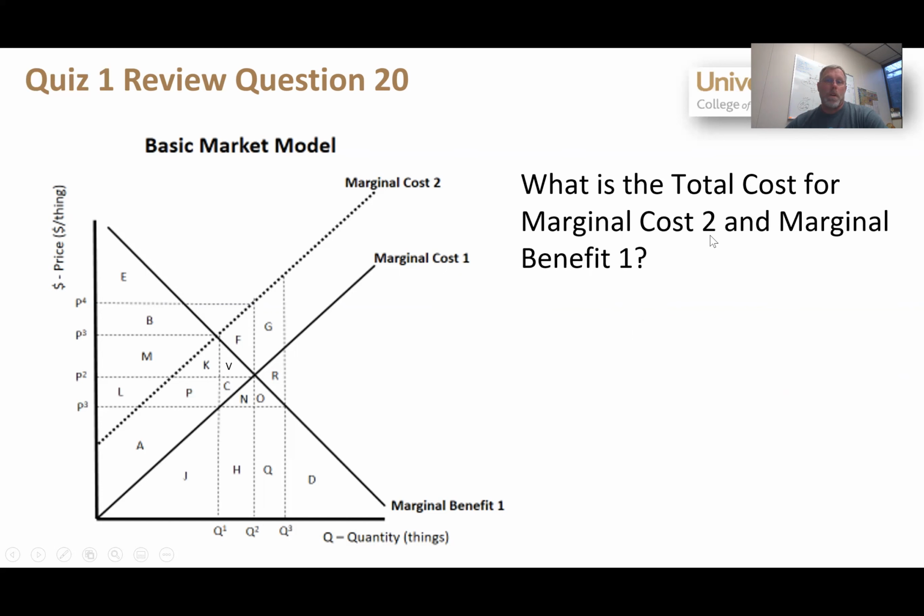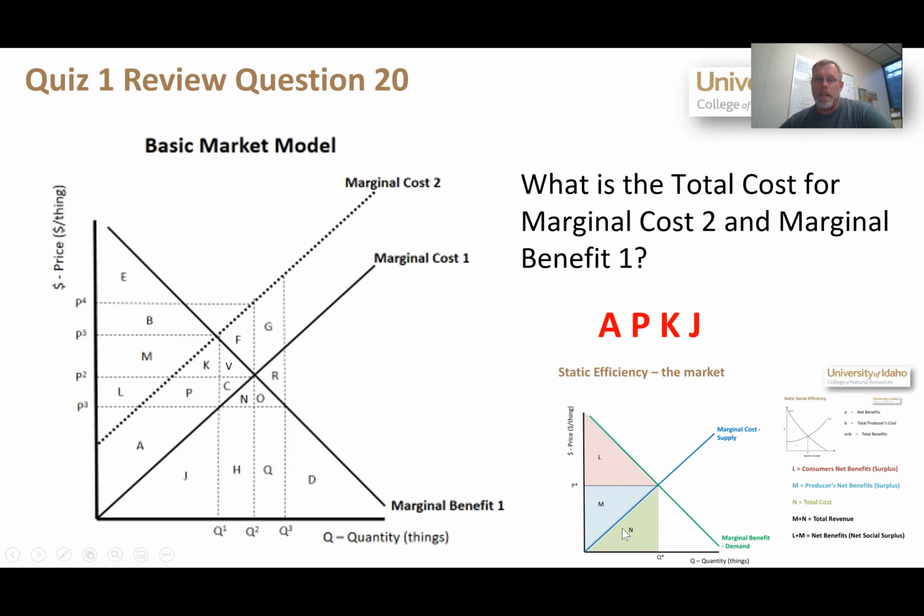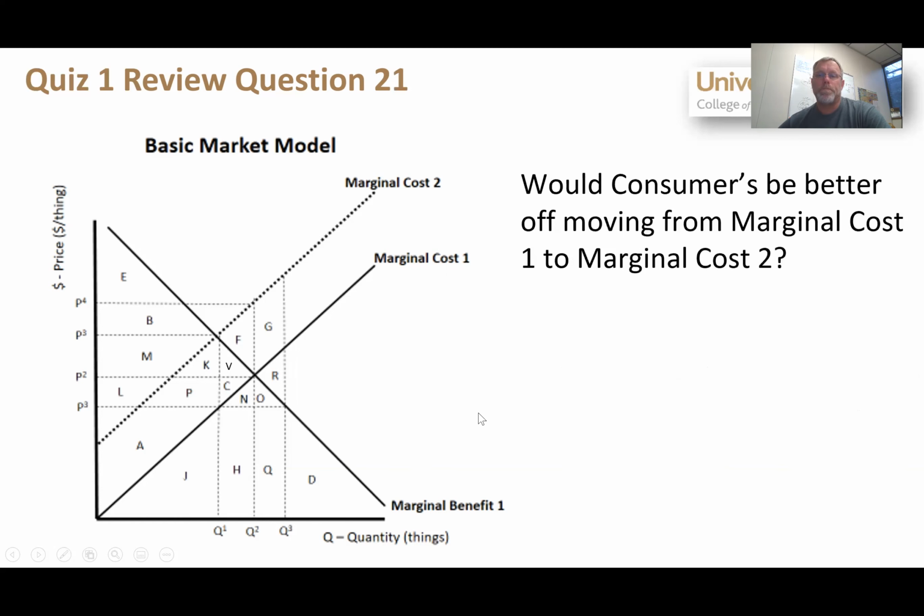What's the total cost for marginal cost 2 and marginal benefit 1? Now we're up on this dashed line, and what is the total cost? Here it's APKJ, or the area under that marginal cost curve up to the equilibrium quantity, which here is N. It's a triangle with a rectangle below it, so they don't have to be perfect triangles in these cases, but it's the area under the marginal cost curve.